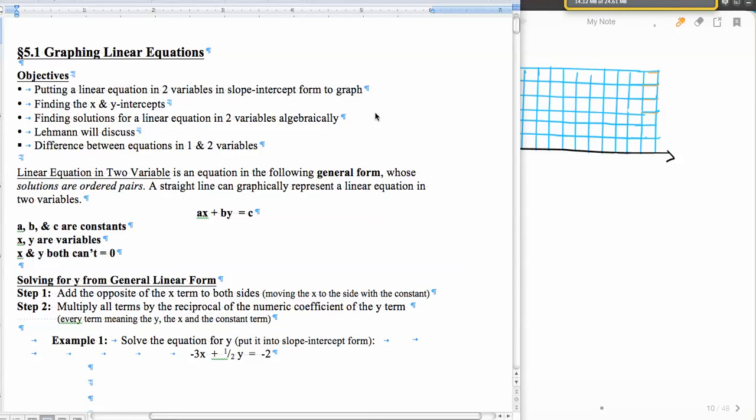Okay, we're going to begin section 5.1, graphing linear equations. Our objectives in this section are going to be to put a linear equation in two variables into slope-intercept form, so using skills from chapter 4.6, finding the x and y intercepts, finding solutions to linear equations in two variables algebraically, and Lehman will also discuss the difference between equations in one variable and two variables.